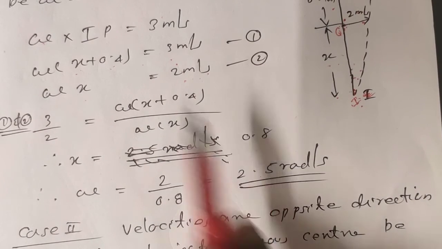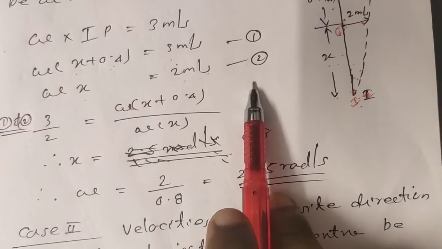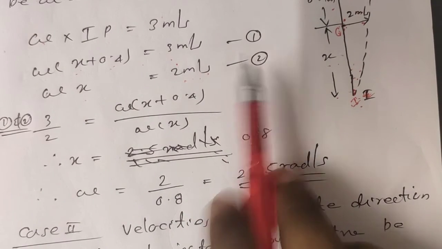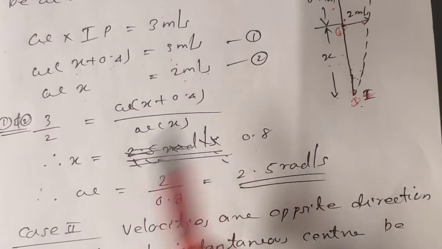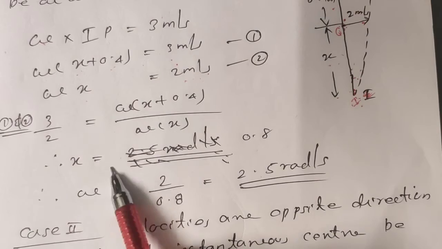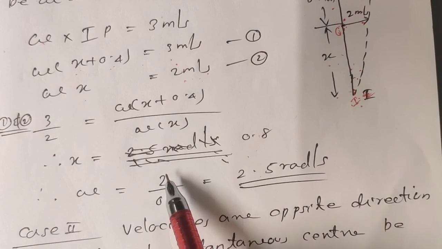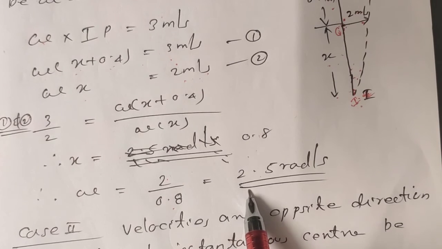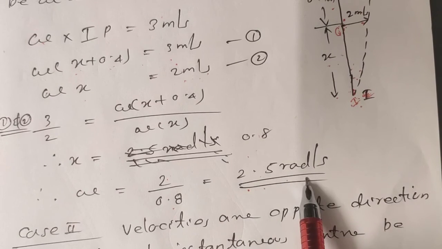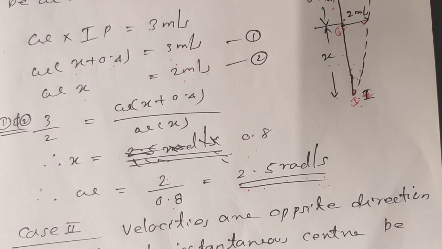Then we substitute into equation 1 or 2, whichever you find easy. I am providing the value in equation 2. Both are the same; we can use any equation, it's not a problem. So x is equal to 0.8 we are providing here. Then omega equals 2 divided by x, and we will get omega as 2.5 radian per second. This is the answer of the first case, the velocity of C.